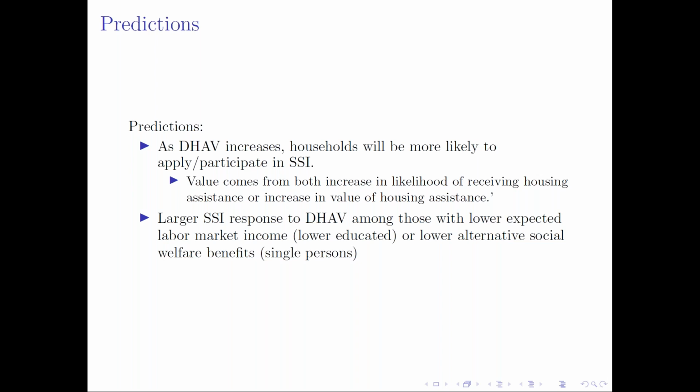And then similarly, we would expect a larger response to SSI participation if you're someone who has a lower outside option. So either if there's lower labor market income in the area, or if you're a lower educated household, we might think that the benefits of receiving SSI and housing assistance are greater relative to working in the labor market. Or if there's lower other social safety net benefits available through TANF or AFDC benefits, we might expect a higher response among, say, single people relative to married people. Next.